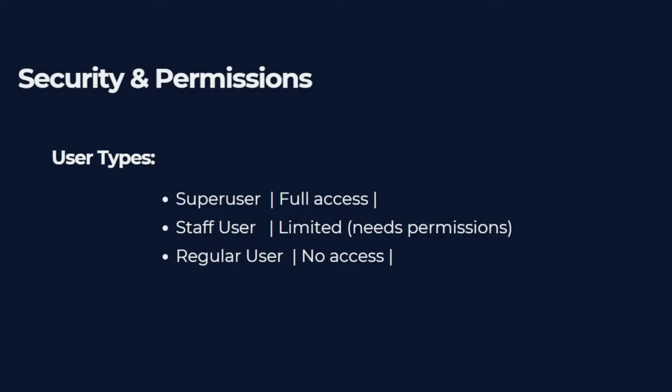And what are the security permissions for admin? Admin security and permissions. There are three types of user in the admin panel, and the first one is the superuser. The superuser is the one who has full access. Basically, the superuser has full access. He is called a superuser.